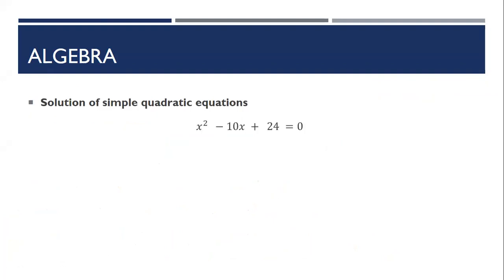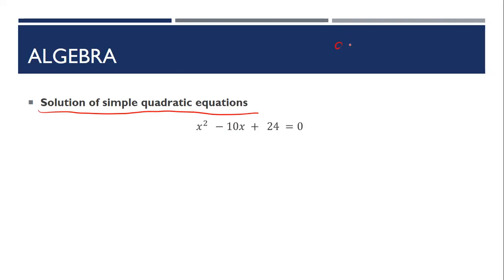Okay, so here the algebra, the final concept, solution of simple quadratic equation. වර්ගජ සමීකරණයක අපි නොදන්නා පදේ values හොයන්නේ කොහොමද? So here the simple quadratic equation is there. Solution of a simple quadratic equation. So here the equation is given x square minus 10x plus 24 is equal to 0.